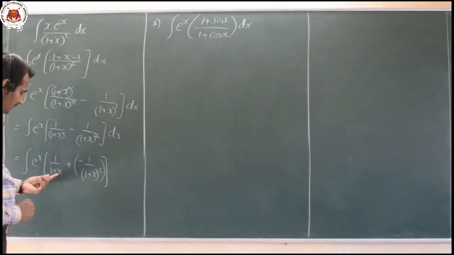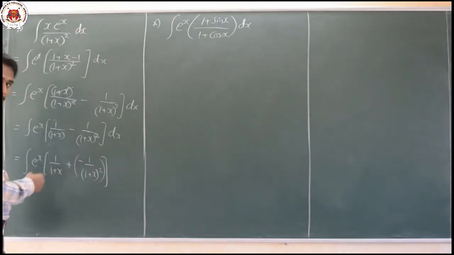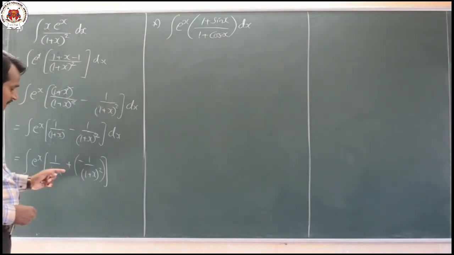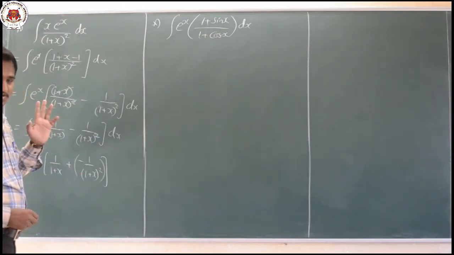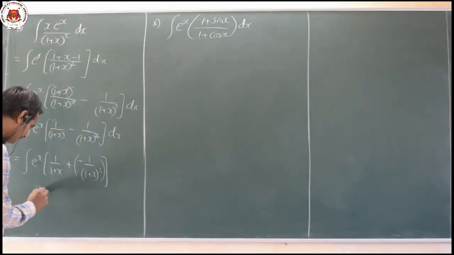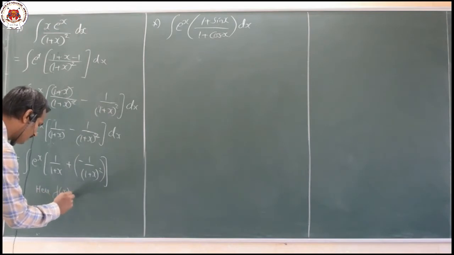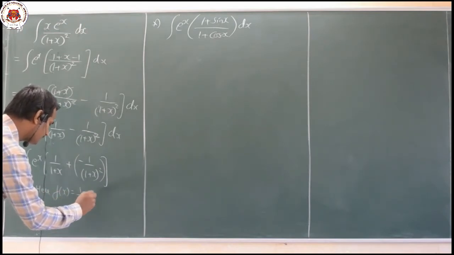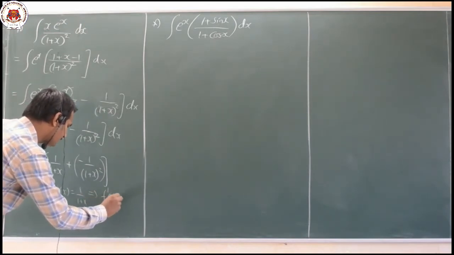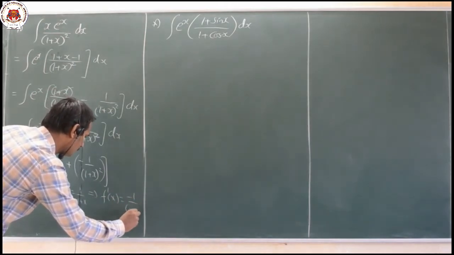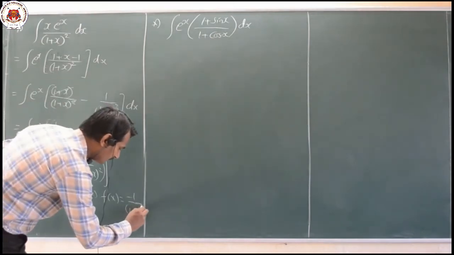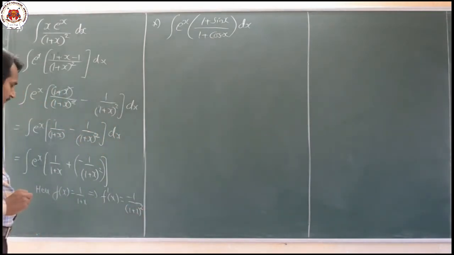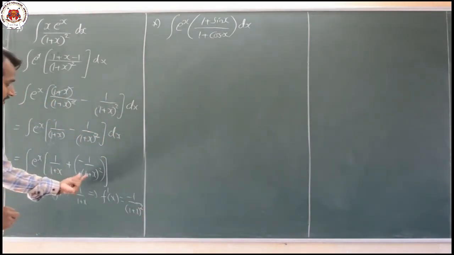Now here f of x will be 1 divided by 1 plus x, and f dash of x will be minus 1 divided by 1 plus x whole square. Here f of x equals 1 divided by 1 plus x, which implies f dash of x will be minus 1 divided by 1 plus x whole square. So this is nothing but f of x plus f dash of x.